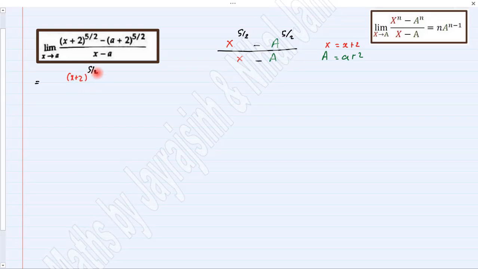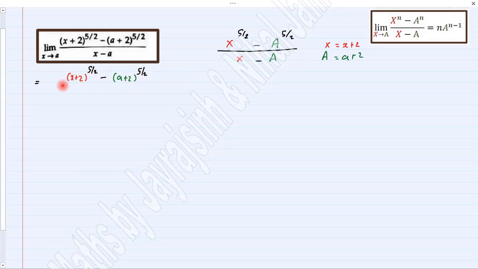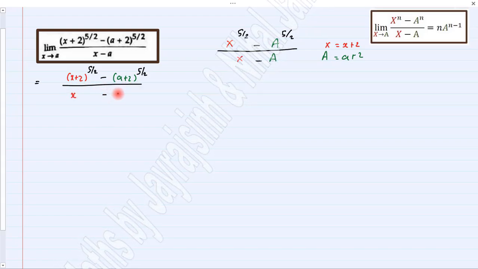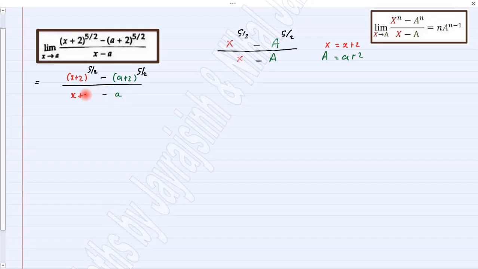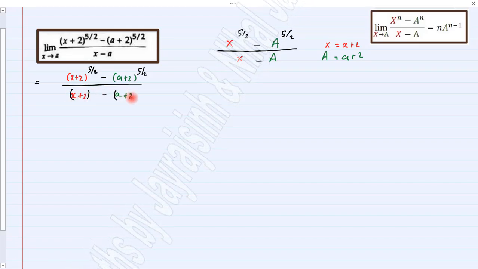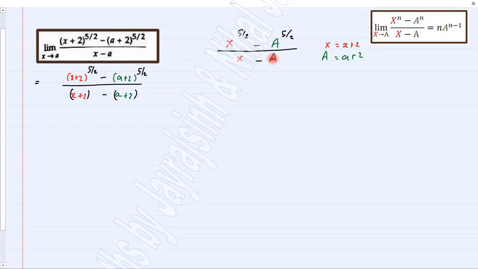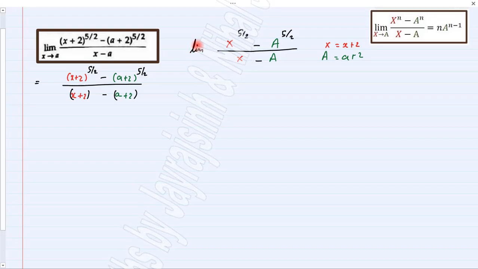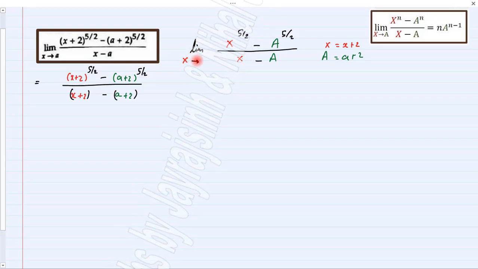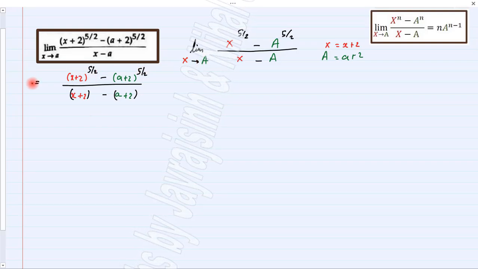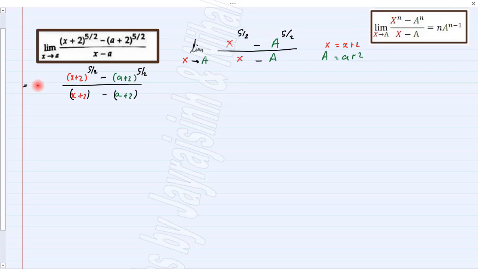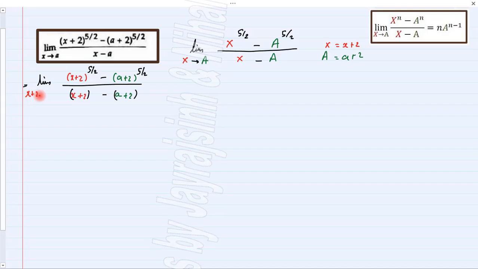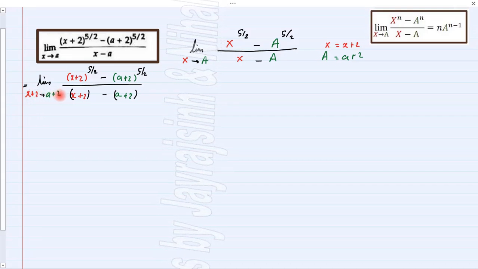So let's write down our numerator as it is. And to get x minus a in the denominator, where we have x minus small a, let's add and remove plus 2. So we get the proper denominator. Now we need capital X, so we need the limit capital X tends to capital A. And for that we have the limit x tends to a. So if we add 2 on both sides, we will get x plus 2 tends to a plus 2.